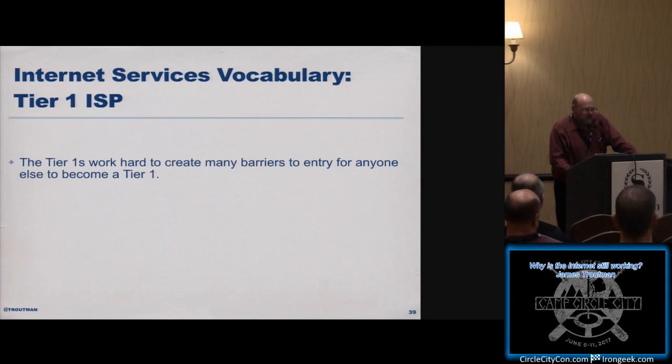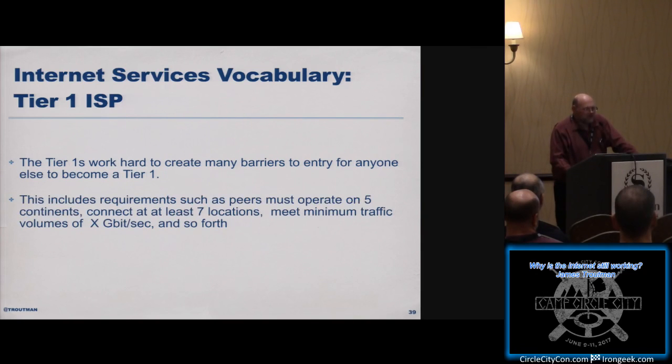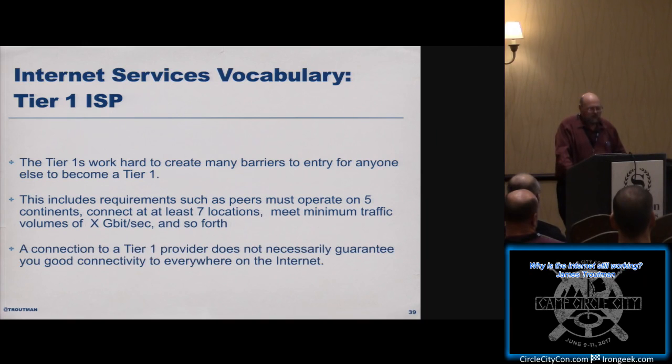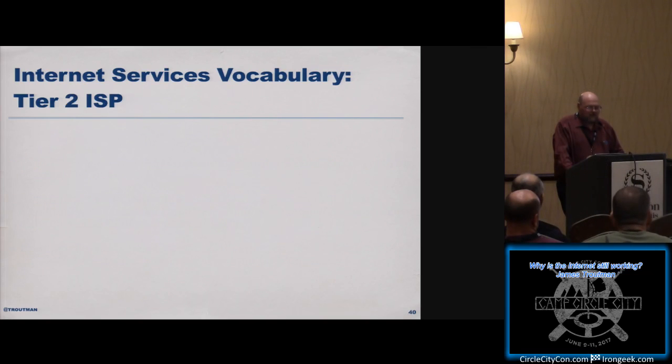The tier 1s have been called a cabal. They work very hard to create barriers to entry to prevent anybody else from becoming a tier 1, because they want to get your money. So they set up things such as, you must peer with us on 5 continents. You must connect to us at 7 different locations. You must meet a minimum traffic volume of X gigabits per second, and so forth and so on. My main point is that buying internet connectivity from a tier 1 carrier does not necessarily guarantee you good connectivity to everywhere on the internet, because the internet's a big place.